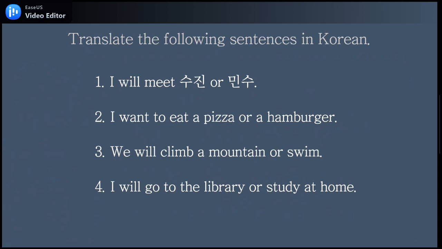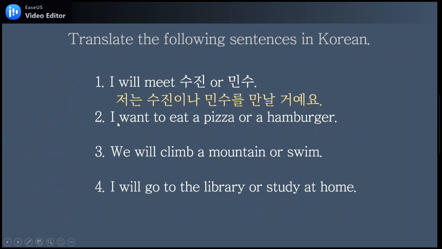I prepared a little bit more complicated sentences than the previous ones. Please pause the video and make these sentences into Korean. Let's do it together. Number 1, I will meet Sujin or Minsu. Aha, this is noun or noun. So we need 나 or 이나. Also, 받침 있어요. So we need 이나. So, 저는 수진이나 민수를 만날 거예요. 자, the verb has to be the future tense because it says will meet.